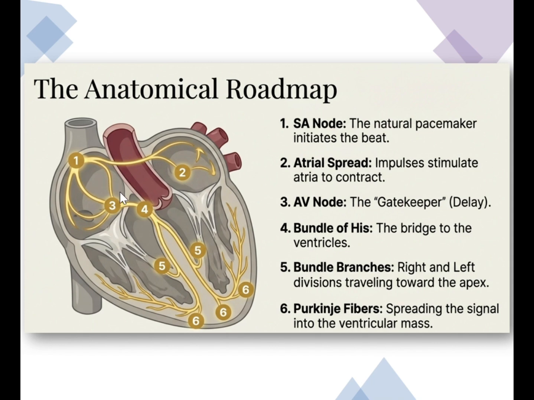So this AV node kind of stops it there, slows it down, and once it's ready, then it can go down the bundle of His and then go into the bundle branches. So you have the left one here, you have the right one here, and as you see, it's going to go down and break up even further into the Purkinje fibers. Once it reaches those fibers, then it's going to allow it to go to the myocytes of the ventricles, and that's how the ventricles are going to contract.